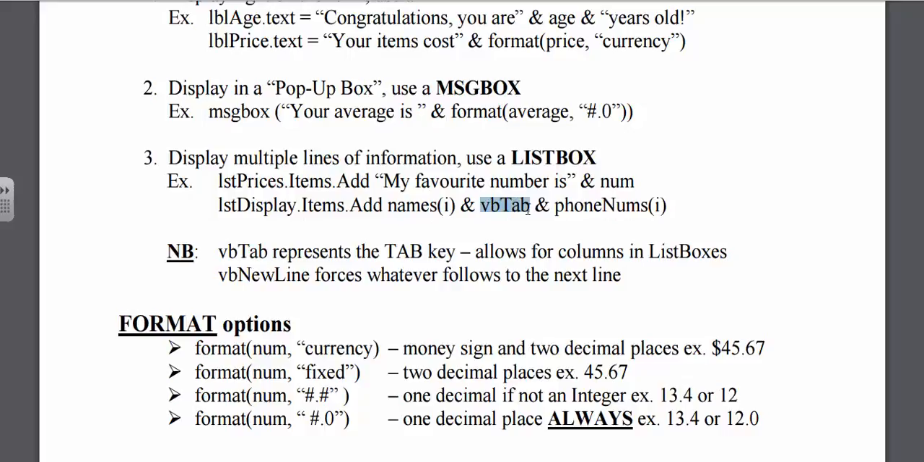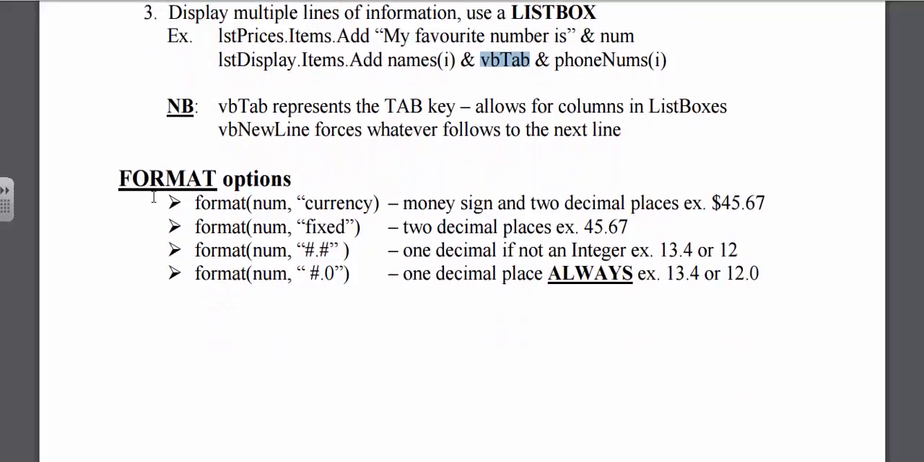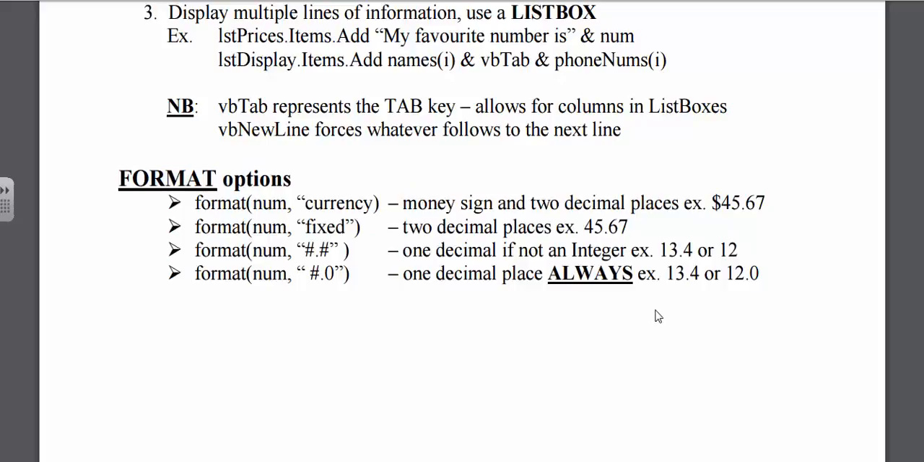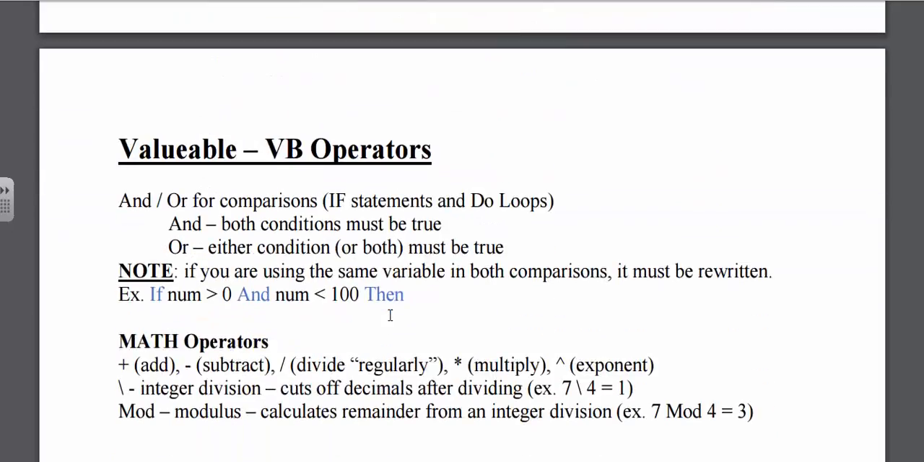And then VB tab allows us to tab in a list box, so we can kind of set things up in columns to look a little neater. And format options, the format command just allows us to print things a little differently. So by default, decimals appear, as many decimals as they can show. If we want it to be a specific number, these are our options.